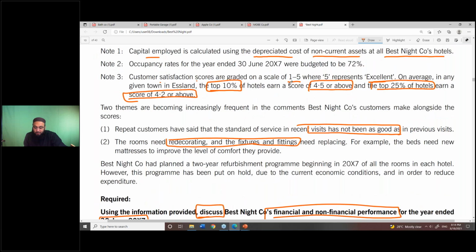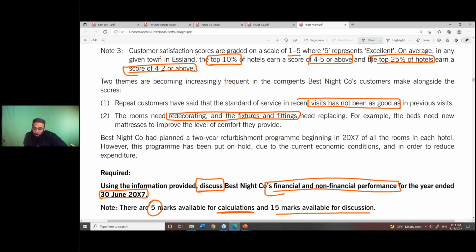Anyways, Best Night had planned a 2-year refurbishment program beginning in 20x7 of all the rooms in each hotel. However, this program has been put on hold. Why? Due to current economic conditions, in order to reduce expenditure. So they have put this on hold, and this is the information you have. So 5 minutes to read the scenario, and now the game starts.